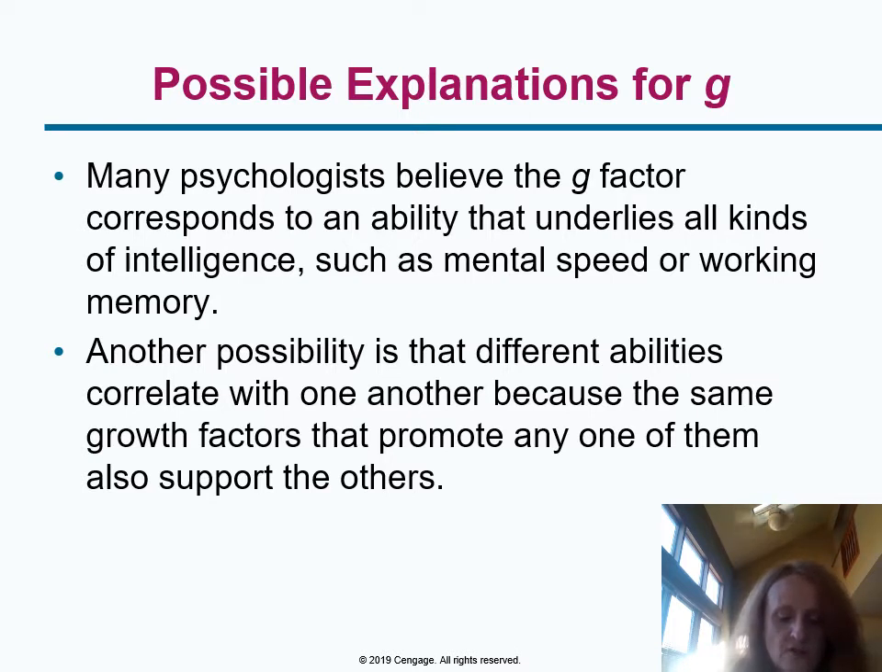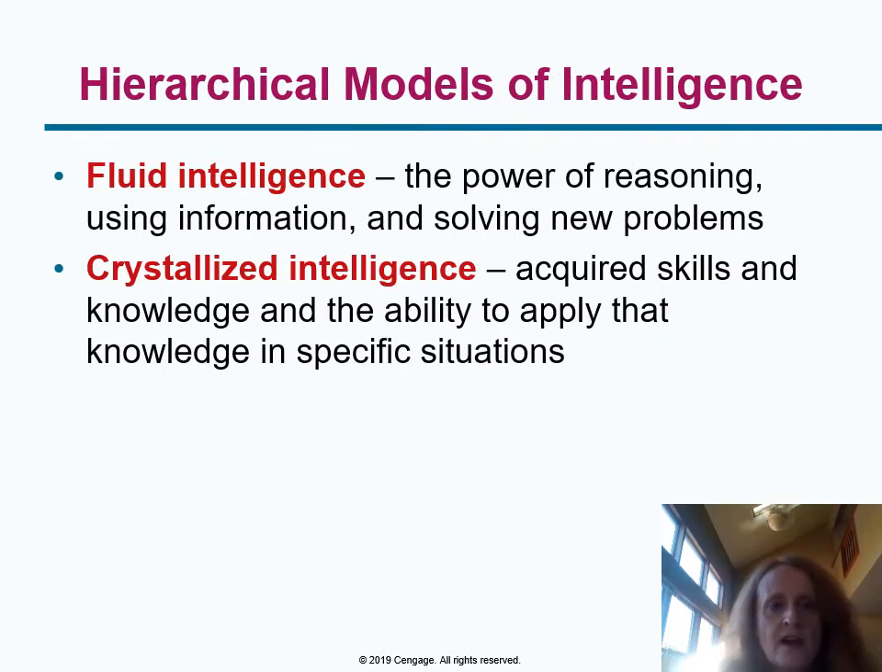So most people who have good support for developing one intellectual skill also have support for developing other skills. Then there are hierarchical models of intelligence. There's fluid intelligence and crystallized intelligence. Fluid intelligence is the power of reasoning, using information, and solving new problems, with the emphasis on new. Crystallized intelligence is acquired skills and knowledge that you already possess, and the ability to apply that knowledge in specific situations.